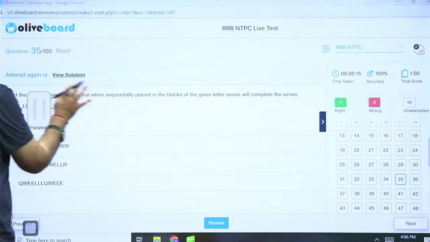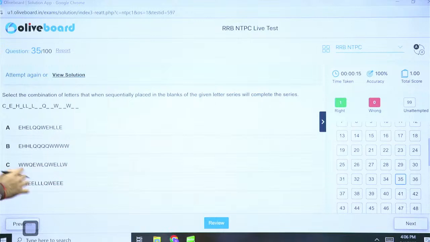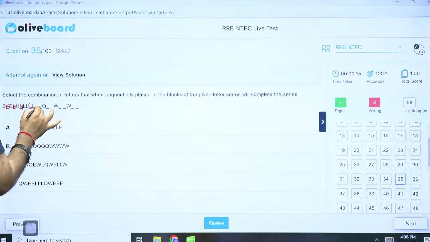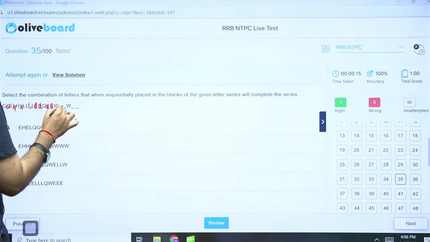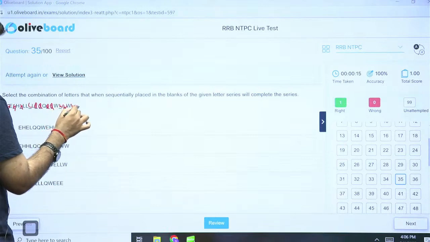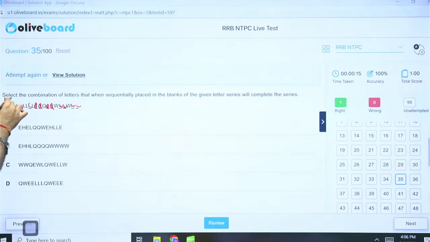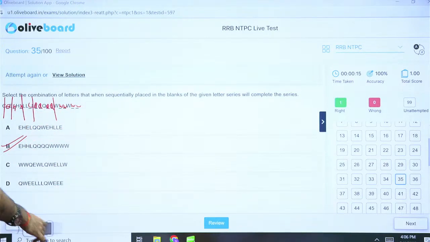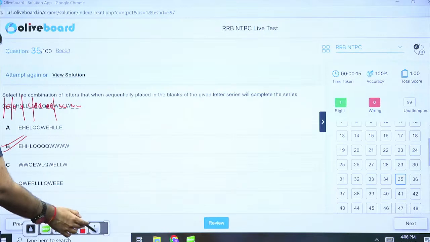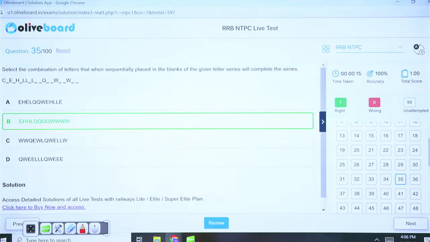Okay, let's check. I'll just show you what exactly the logic here is. So we have E, H, H, L, Q, Q, Q, Q, W, W, W, W. What is this? 1 C, 2 E's, 3 H's, 4 L's, 5 Q's and 6 W's. My option B is the correct answer. So I just showed you how you think in the examination and how you isolate the answer quickly.